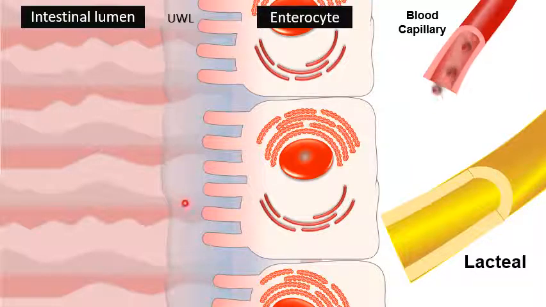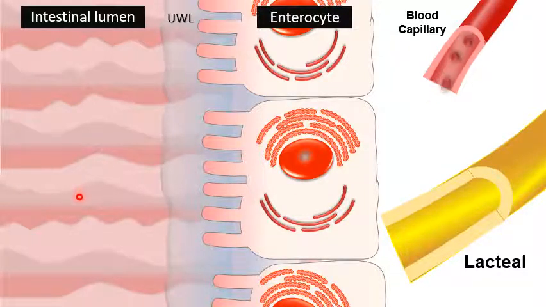This is a figure that shows the gastrointestinal lumen, mainly in the small intestine. This is the intestinal lumen, and this layer here, just before the apical membrane of the enterocyte, is called the unstirred water layer. This layer will prevent highly lipophilic compounds that are present in the intestinal lumen from reaching the apical membrane of the enterocytes to be absorbed.